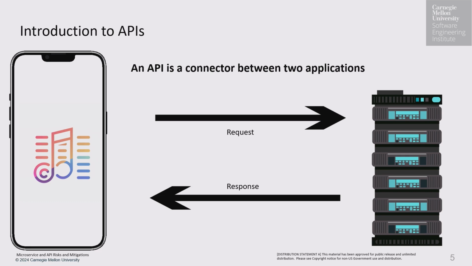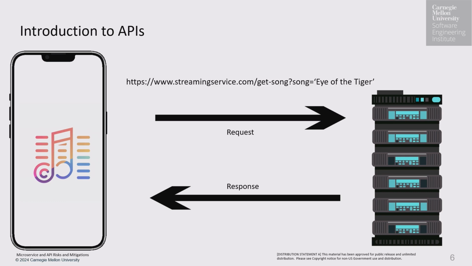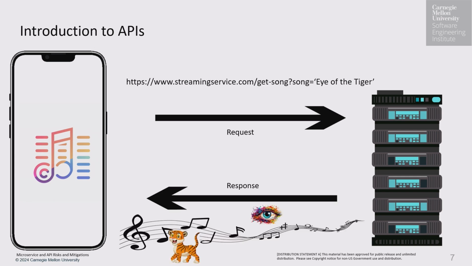So what are APIs? At their core, they are a connector between 2 applications. So if you want to, say, access a song on a music streaming service, you will send a request to the API for that song, and it will send you a response back with the song that you requested, ideally.